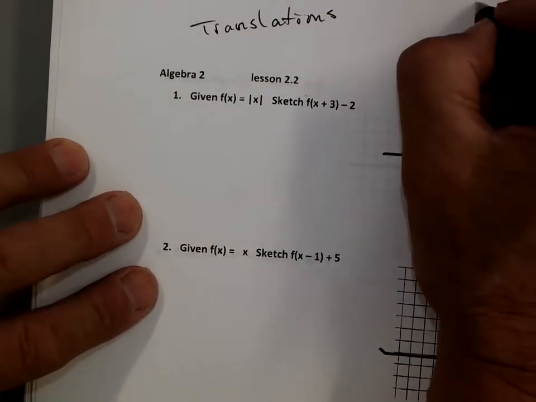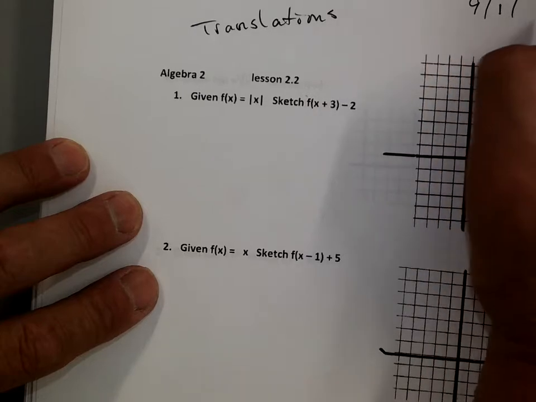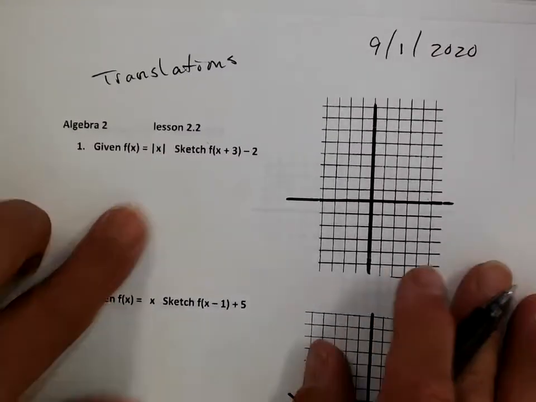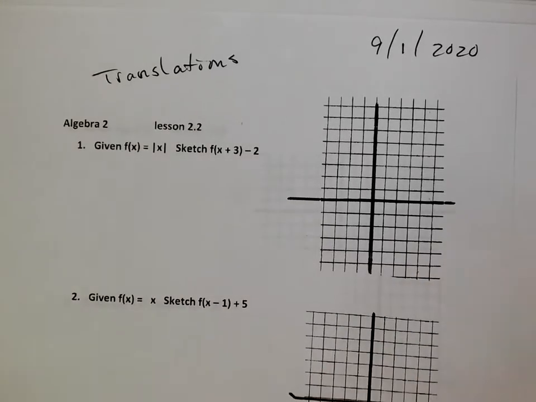It is going to be 9/1/2020, okay? Translations. So, first of all, I'm going to use two different colors so you guys can see the original, and you can also see the translated function, okay?